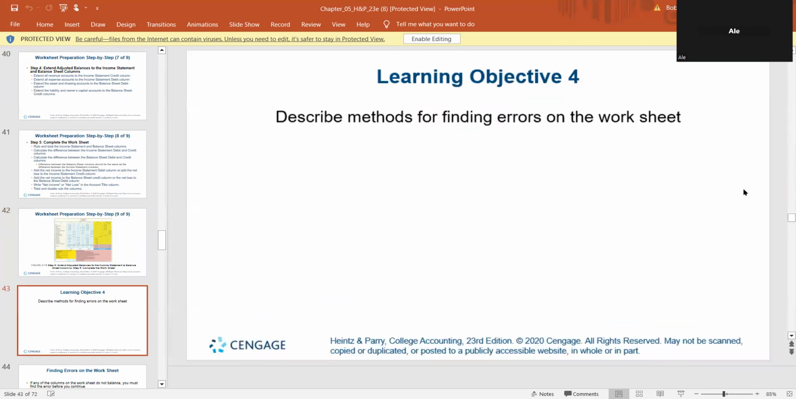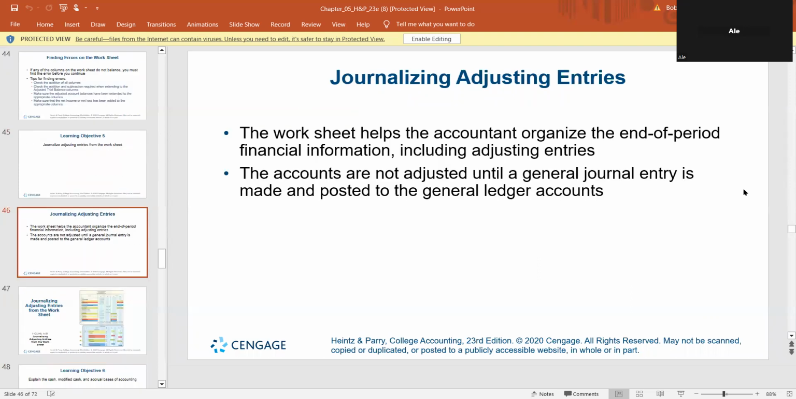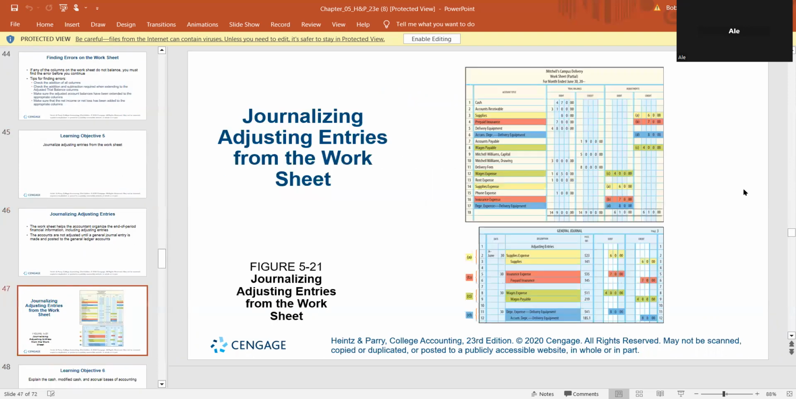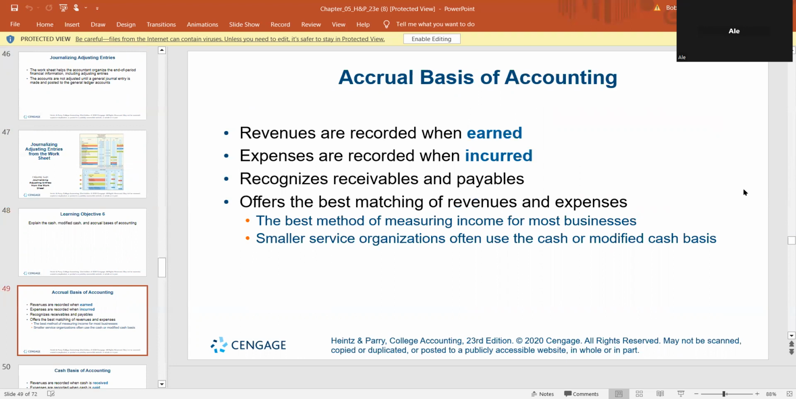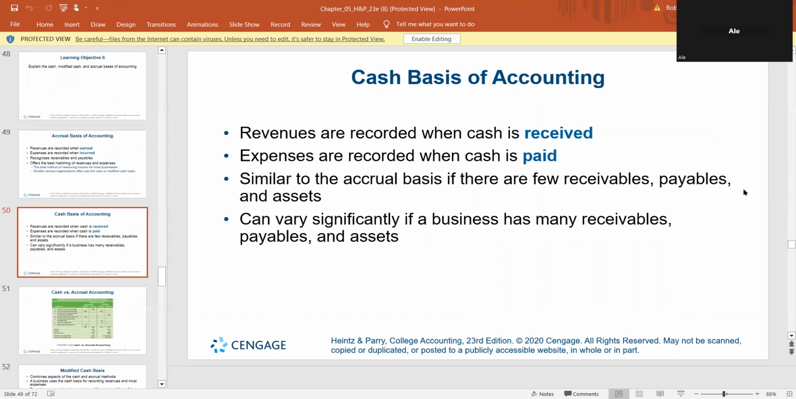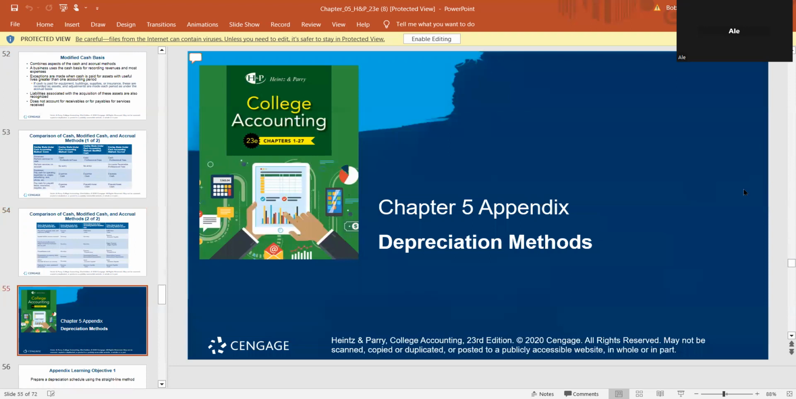They talk about methods for finding errors. Let's not spend any real time on that. And you journalize the adjusting entries from the worksheet. We understand that. We just looked at those journal entries. Here are those journal entries. We saw that already. We're not going to talk about cash system at all. We are strictly accrual. Revenues are recorded when earned. Expenses recorded when incurred. Don't worry about cash basis or modified cash. Actually, that takes us to the end of the lecture. We zipped through those last few because we're not going to be covering them, okay?